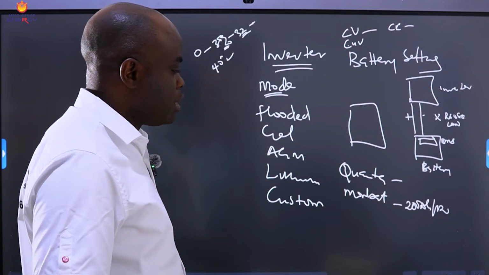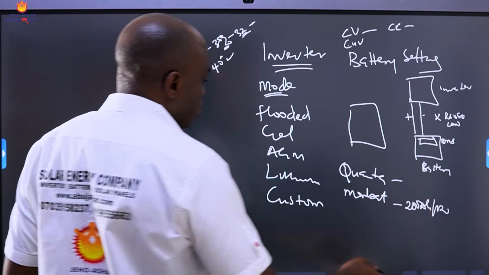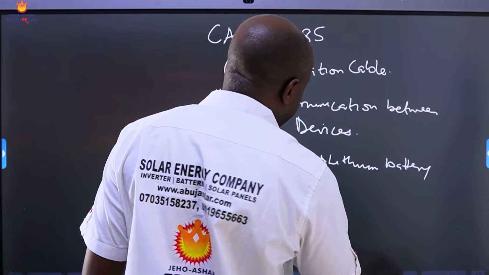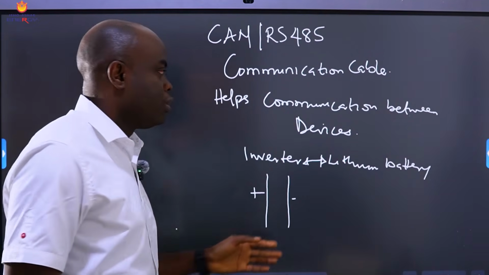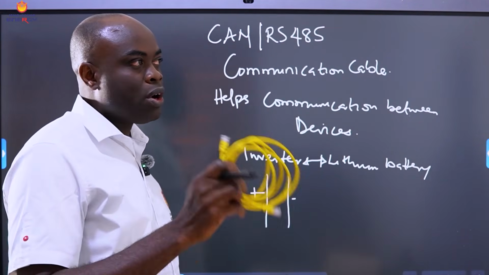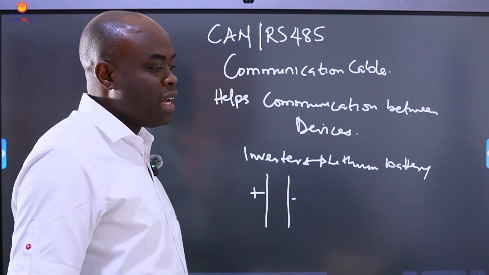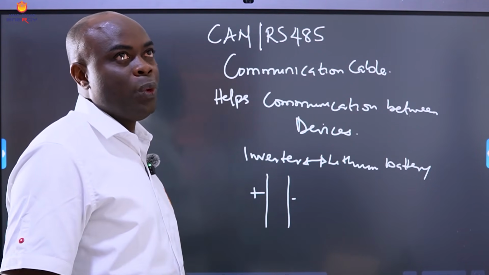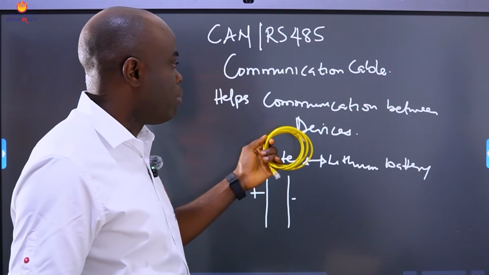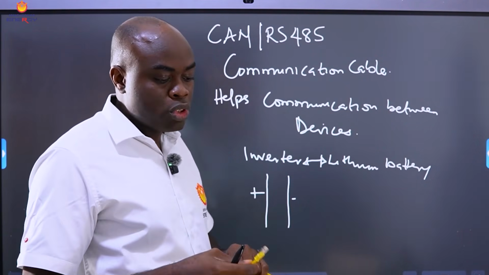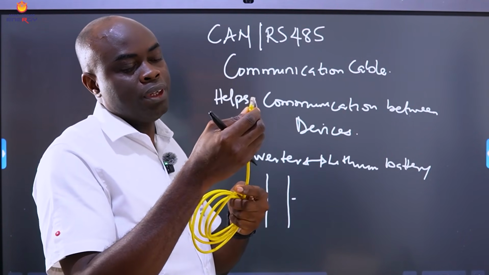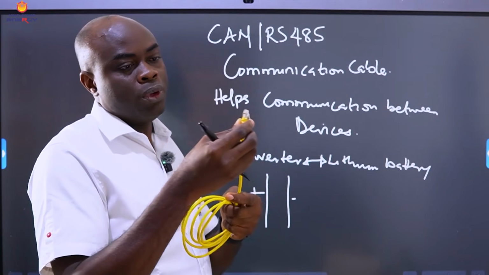So that's basically it for this class on the RS485 CAN communication cable. Communication between devices is very important, always use it. Now you might say, most brands, we can't get the cable that will communicate with my battery. Most of the time, this is an RJ45 pin, and this is your Cat6 cable, right?